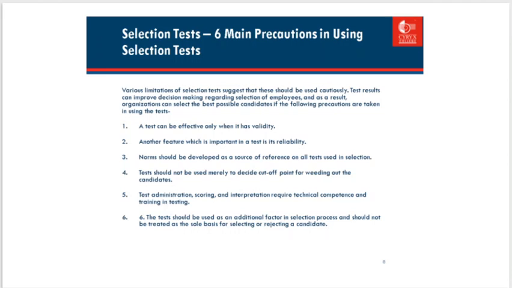Sixth, the tests should be used as an additional factor in the selection process and should not be treated as the sole basis for selecting or rejecting a candidate. If other sources of information like application forms, references, and interviews are used along with test scores, decision-making regarding the selection of candidates is improved. This is the reason that organizations use a combination of different methods in the selection process.